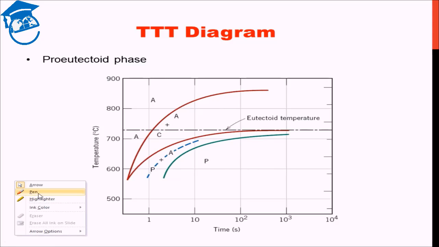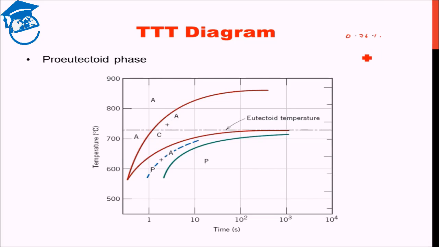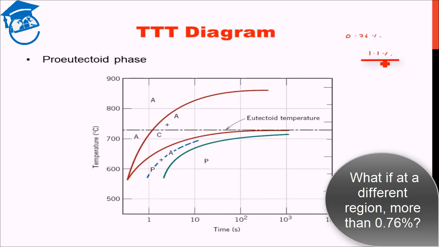Now, the previous two diagrams which we discussed were about the eutectoid composition. We were discussing 0.76%. But what if we are at a different composition? What if we are at, let's say, 1.1%? Then what will happen? The thing that will happen at that time is, let me draw that region again.